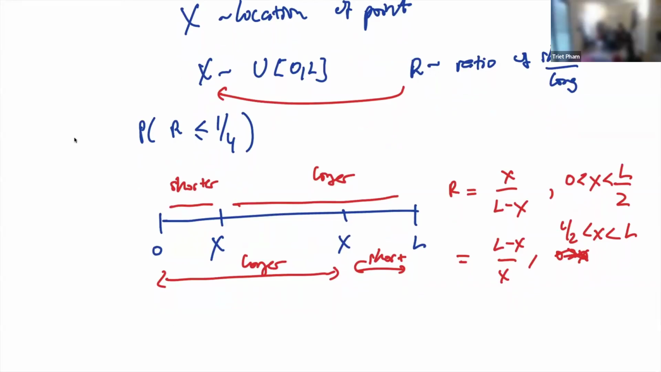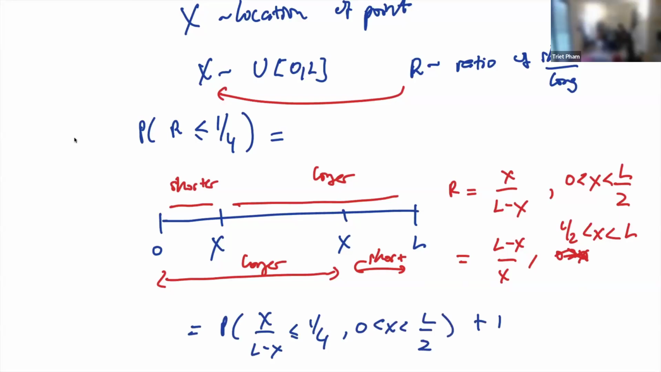And so actually there we have it. Because what does it mean for this probability to work? That probability will be the probability of X over L minus X less than 1/4, and X is between 0 and L over 2, plus the probability of L minus X over X less than or equal to 1/4, and L over 2 less than X less than L.